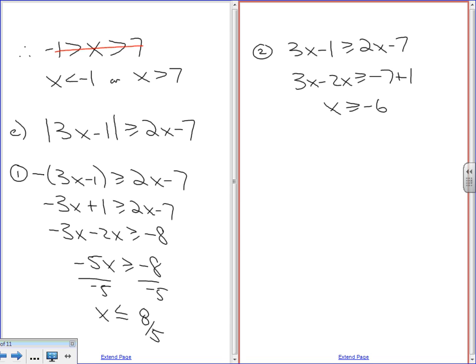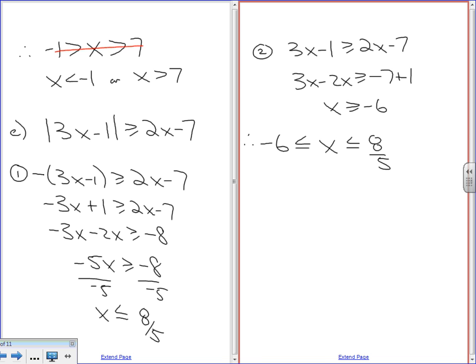So now this one, I can combine into one inequality statement because this is saying x is less than or equal to 8 over 5, sorry, and x is greater than or equal to negative 6. So that falls in a range, so I can do that because I can find numbers that are less than 8 over 5 that are at the same time greater than negative 6. That make sense? Okay. And that's all there is to polynomial inequalities and absolute inequalities and equations.